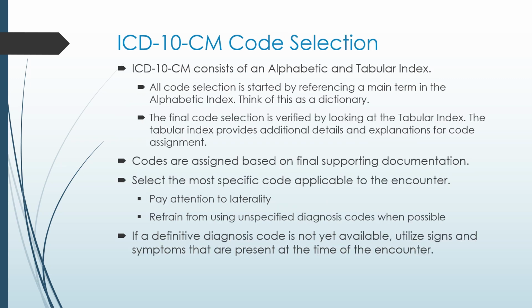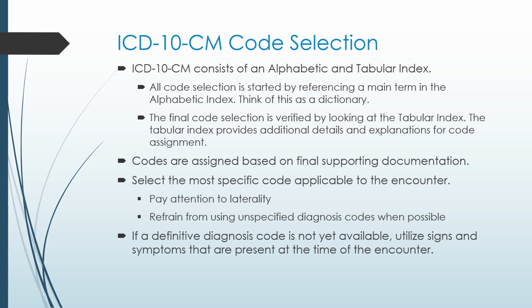When we select ICD-10 codes, there's a way that we go about doing this. And when you look at an ICD-10 book, it actually consists of an alphabetic and a tabular index. As coders, we start by looking for a main term in the alphabetic index, and you can think of this similar to a dictionary. Once we look up our code in the alphabetic index, we then flip to the tabular index, and we look at the tabular index because this provides us additional details and explanations for code assignment.